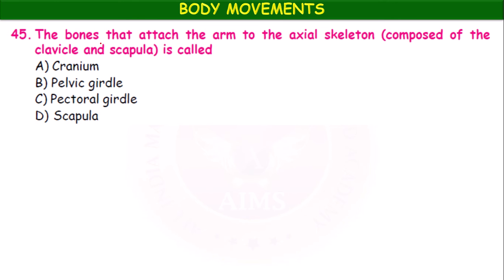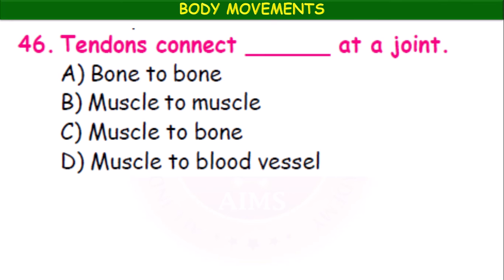The bones that attach the arm to the axial skeleton, composed of clavicle and scapula, is called cranium, pelvic girdle, pectoral girdle, scapula. Which one? Pectoral girdle. Tendons connect dash at a joint: bone to bone, muscle to muscle, muscle to bone, muscle to blood vessel. Which one? Muscle to bone.